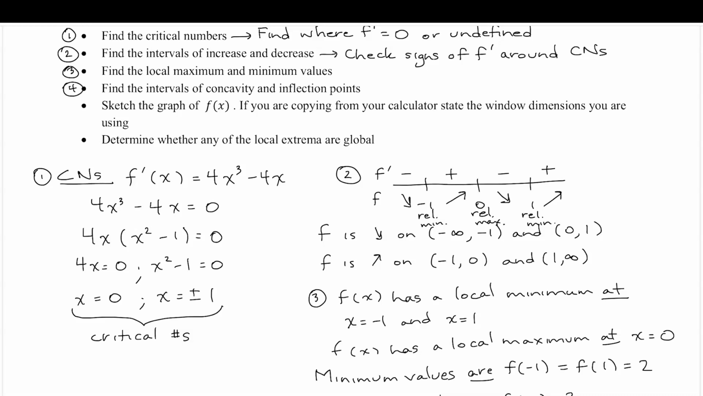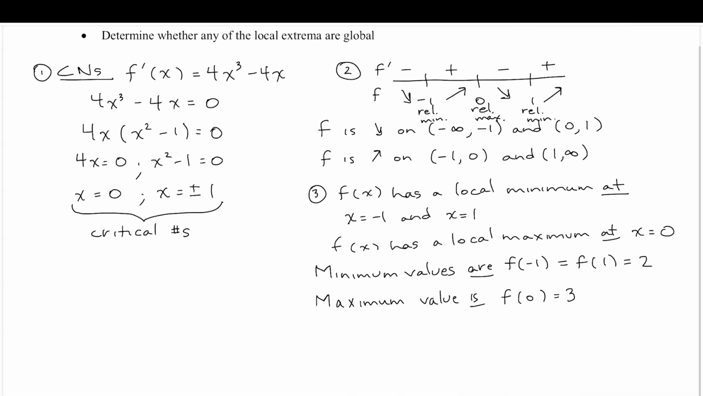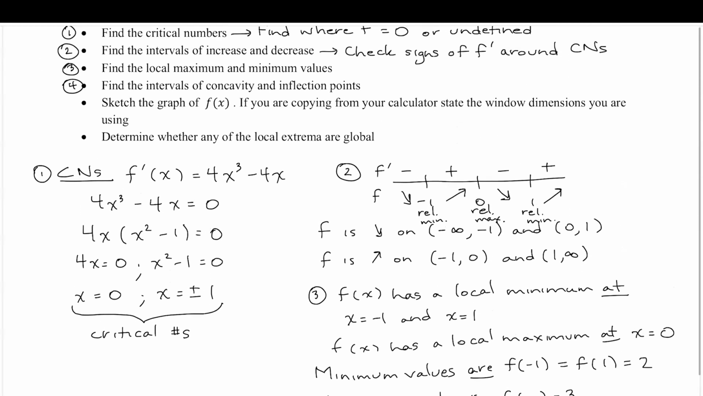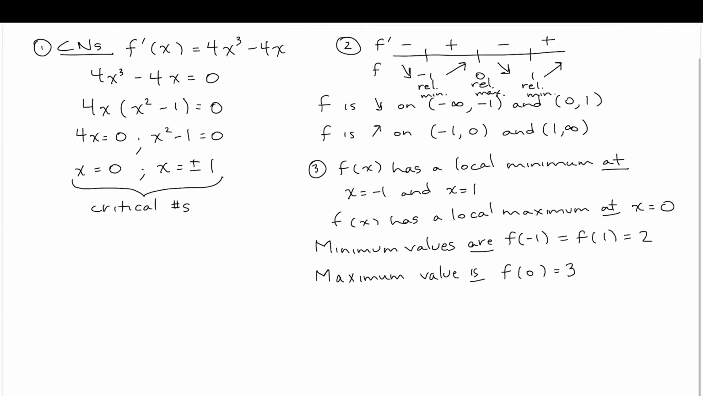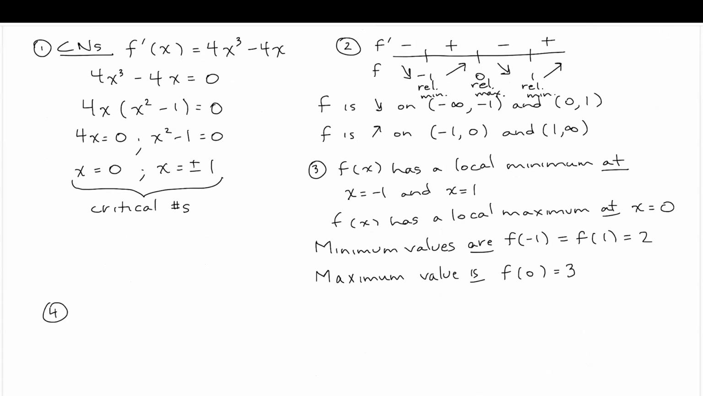Okay, then part 4, find intervals of concavity and inflection points. So for that, we want to find where f double prime equals 0 or is undefined, and then again we're going to have to test by checking signs. So let's see what that means.